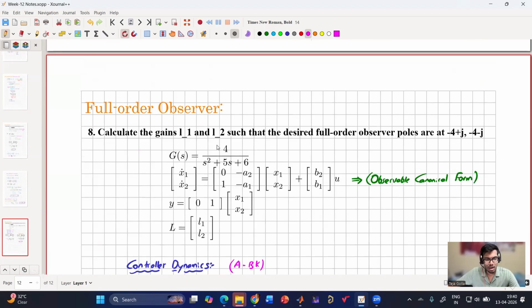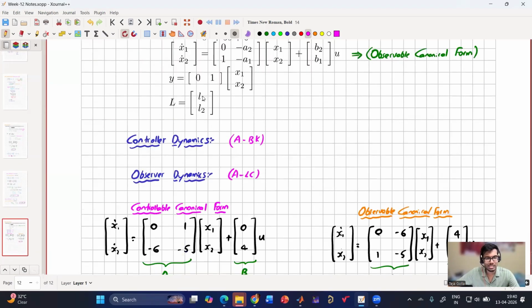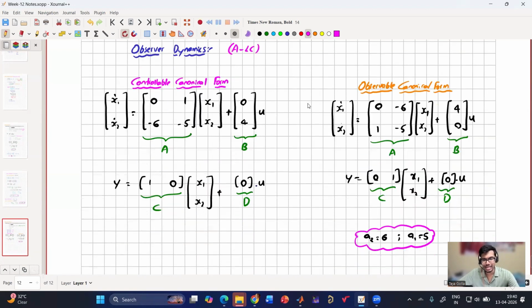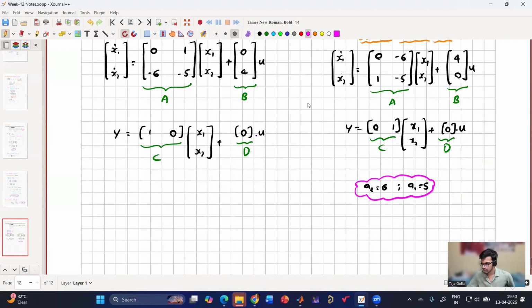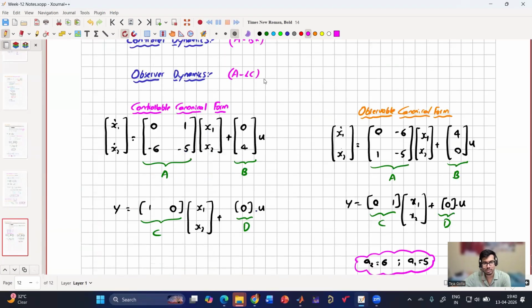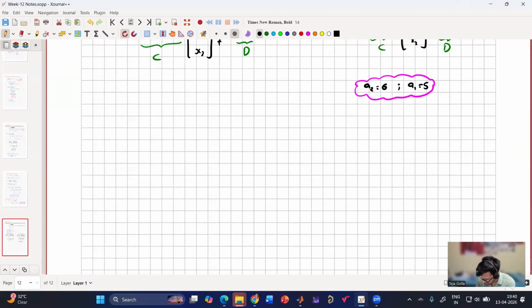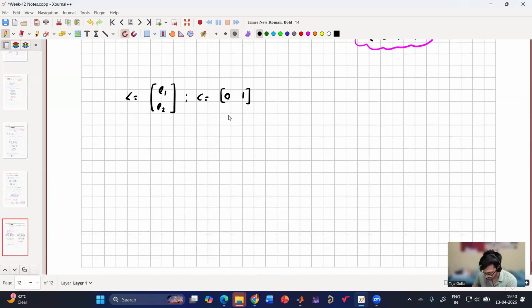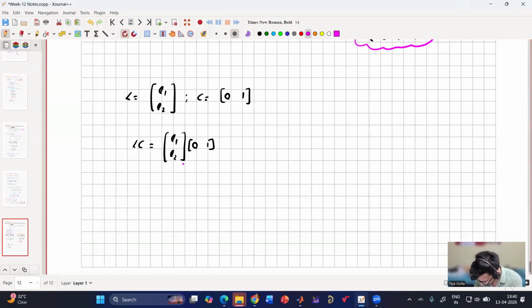So now I have to calculate A minus LC. First let us calculate L and C. L into C. L is L1, L2, a column matrix, and C is 0, 1. So now I have to calculate LC. As I said, I have this confusion when I multiply matrices, so I do it in a way that I don't make any mistakes.